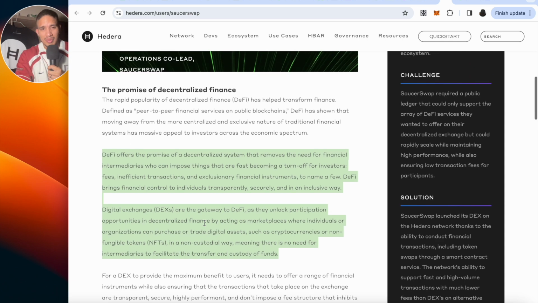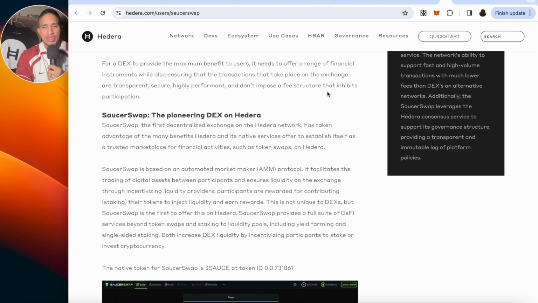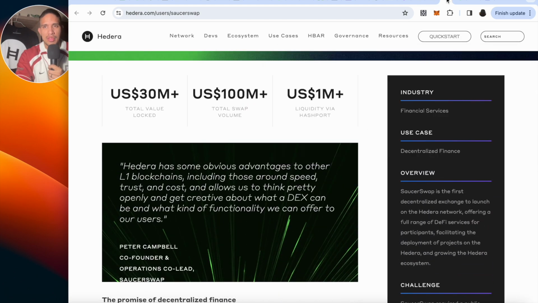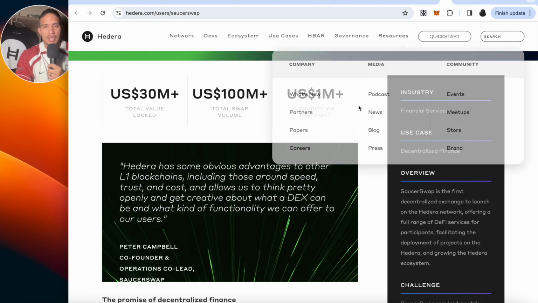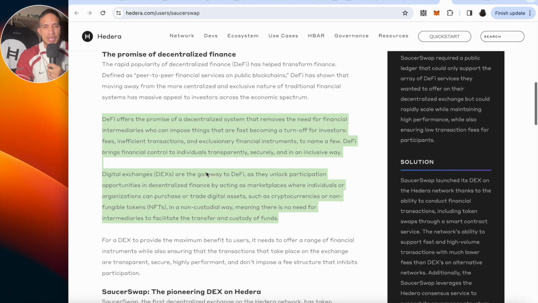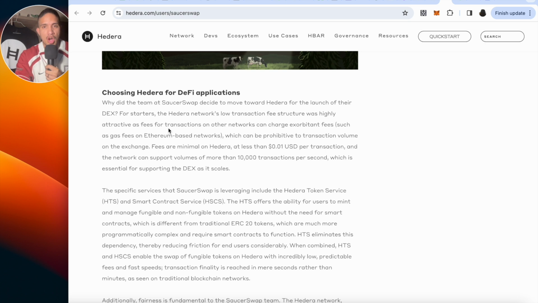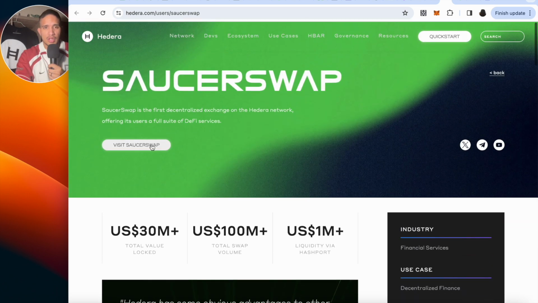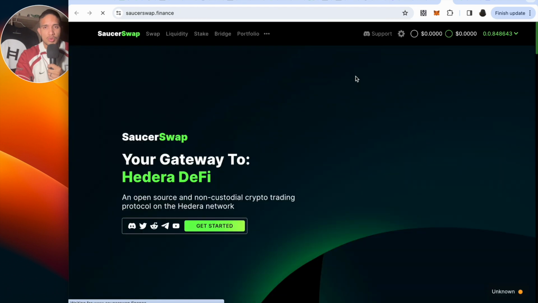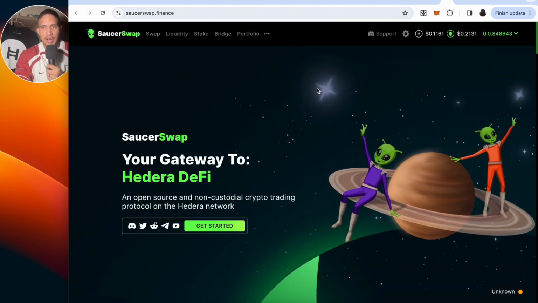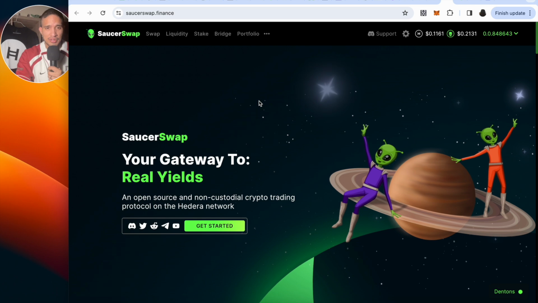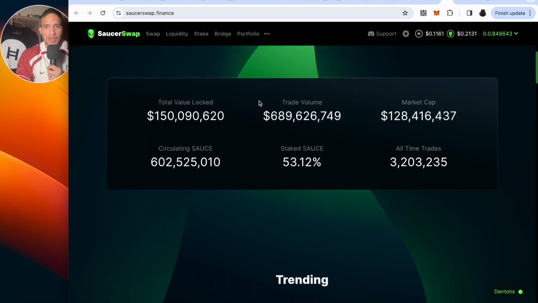So SAUCERSWAP is the first, as you read here, this exchange on Hedera, because they're the first, they're the most popular. SAUCERSWAP has two sides to it. If you click here to visit SAUCERSWAP, they're going to take you directly to the front end of their DeFi DEX. So you're going to see here the total market cap.